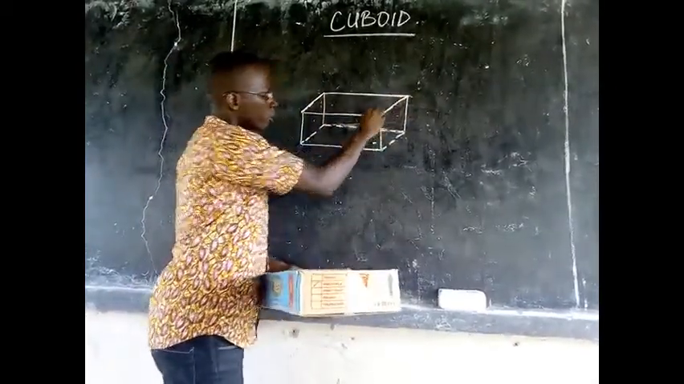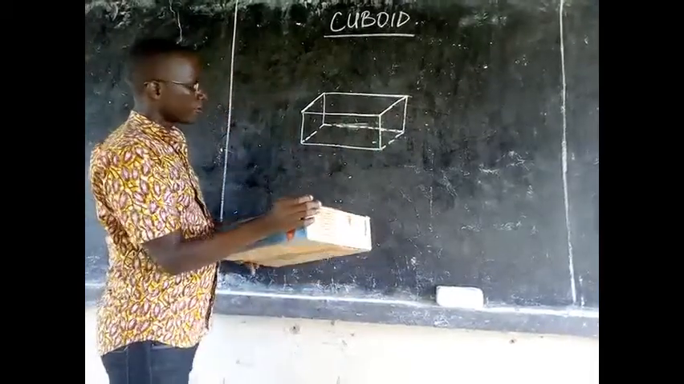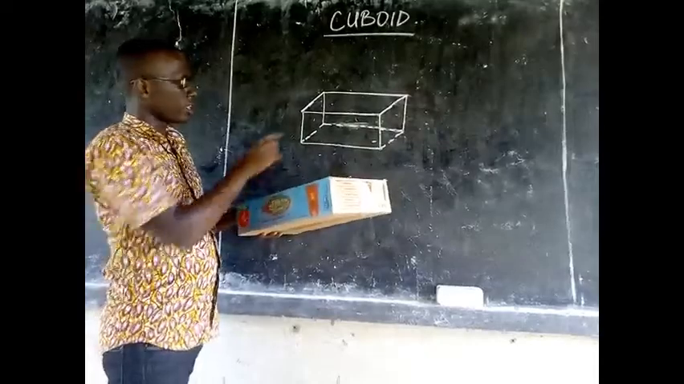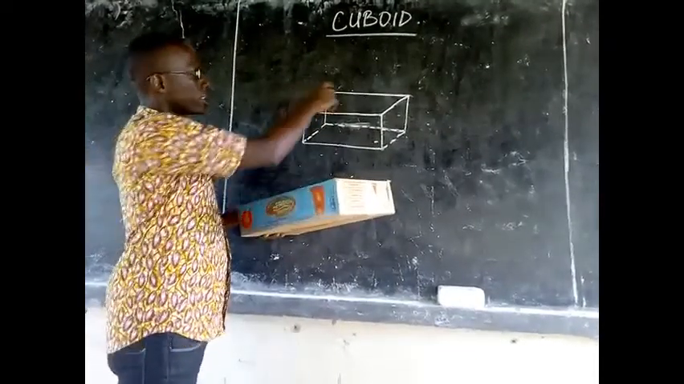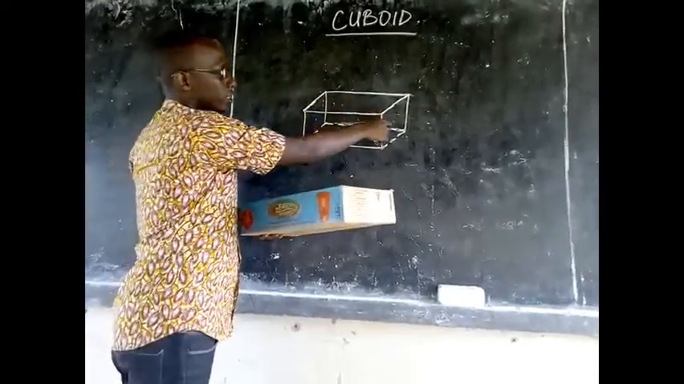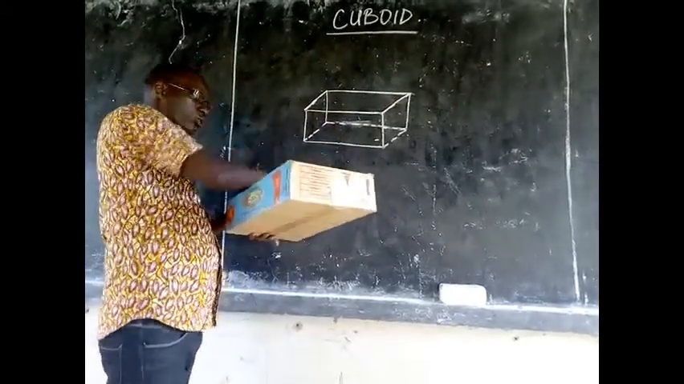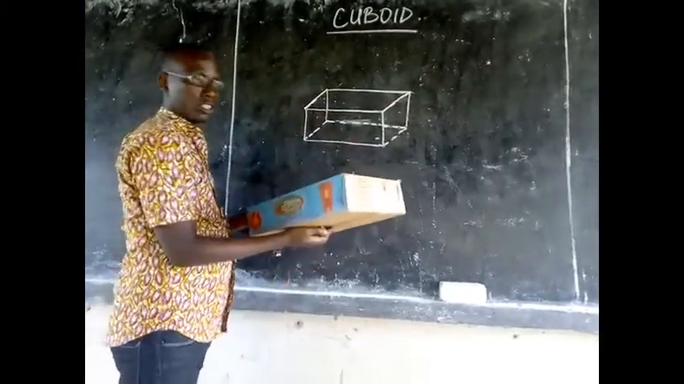This is our cuboid, and from the way it is, it is like this. This face is this face. This top is the top here, this one is the same as here, the one behind is this one here, this one is this one, and then the bottom is this one here.